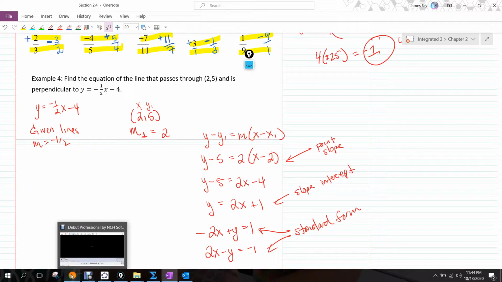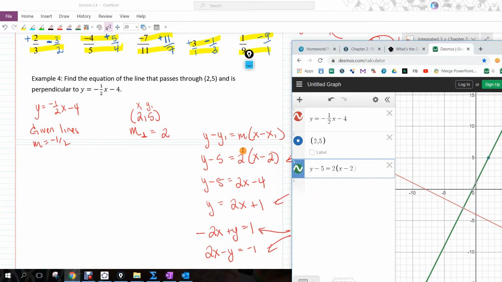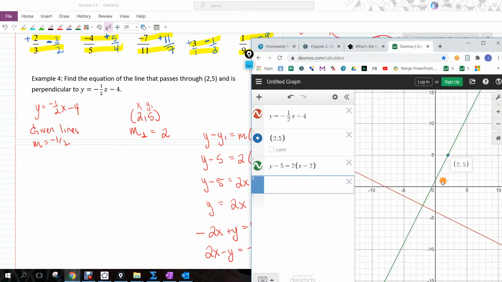So let's go ahead and go over to Desmos and see if that happens. If I graph, I'll type in y minus 5 equals 2 times (x minus 2). So it's that top one right here. It gives me this green line, and it goes to the point (2, 5). Now the one thing about this program is that I can't have it give me degree measurements. But I'm going to tell you that is a right angle there.